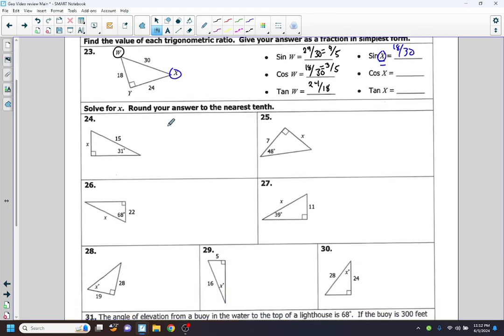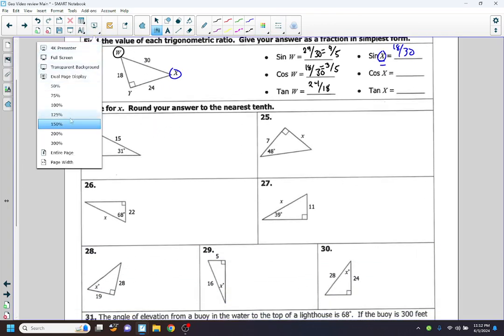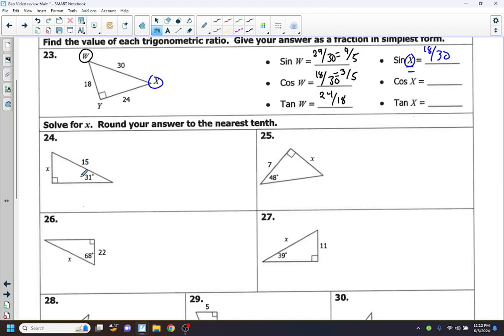So for this one, we're solving for x. In order to do that, we're going to set up here. I have an angle right here, and this is my opposite, and this is my hypotenuse. So because this is my opposite and this is my hypotenuse, I'm going to do SOH, or sine. So sine of 31 equals opposite x over hypotenuse 15. In this case, what I would do is multiply 15 on both sides to get the x by itself. And then I would type into my calculator 15 times sine 31.